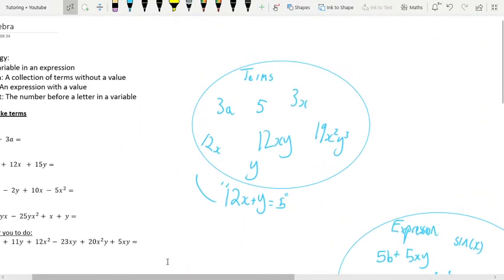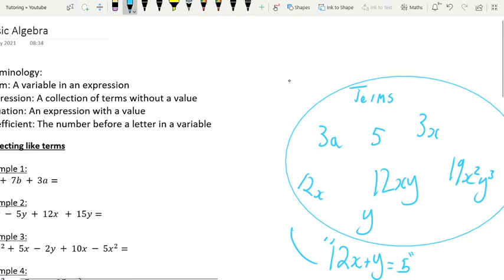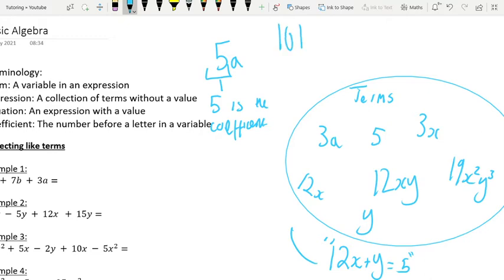There's one more term which may be useful, and that is coefficient. It's the number before the letter in a variable. So say we have the term 5a, you can say 5 is the coefficient. So it just means the number before the variable. If a is the letter, 5 will be the coefficient. If we have 10b, 10 is the coefficient of b.